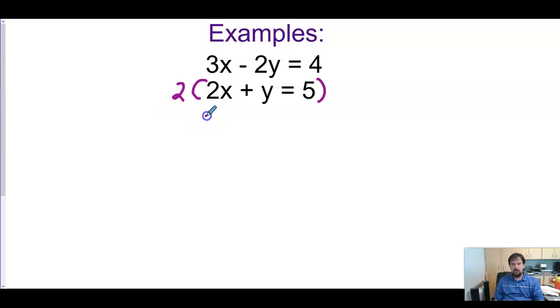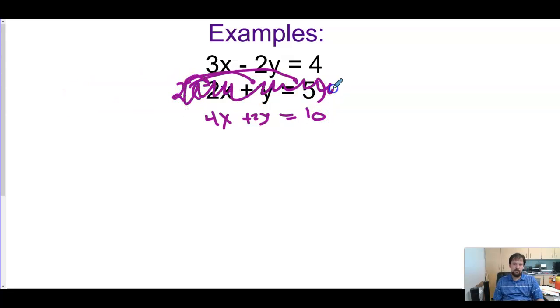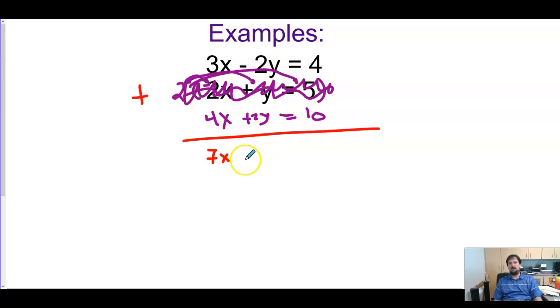So 2 times 2 is 4x. 2 times y is 2y. I'm just distributing these. And then 2 times 5 is 10. Okay, so now I can basically just ignore this one right here because I just inflated it. Because now, if you look, I have a negative 2 and a positive 2. So I can add this. 3 plus 4 is 7x. Negative 2y plus positive 2y, they cancel out. They've been eliminated. And 4 plus 10 is 14.